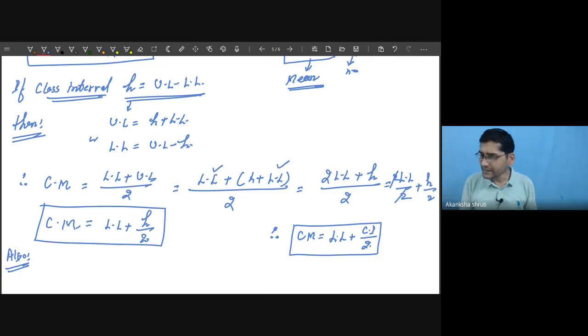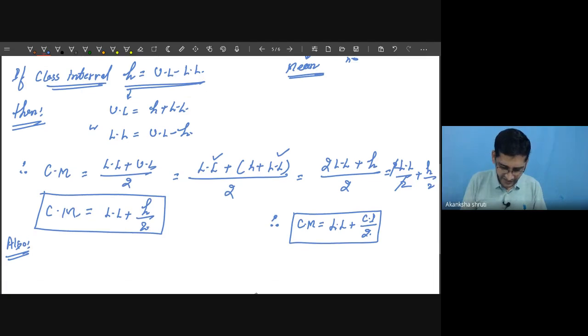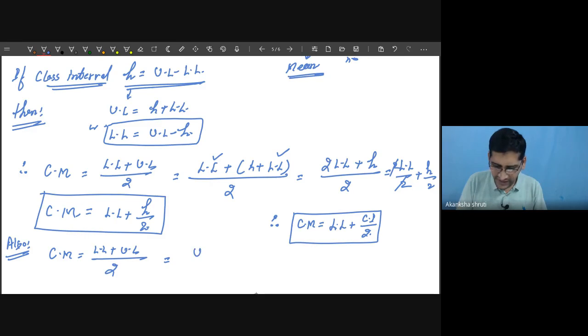In place of the lower limit, if we have the upper limit and class interval, then how do we calculate the class mark? In that case, this class mark is lower limit plus upper limit by 2. This time I am going to replace this lower limit. So lower limit can be written as upper limit minus h. The other one is plus upper limit, by 2. I have substituted this term.